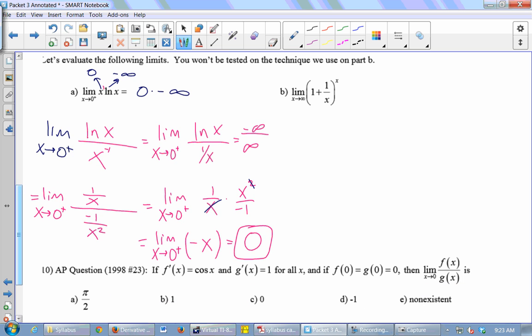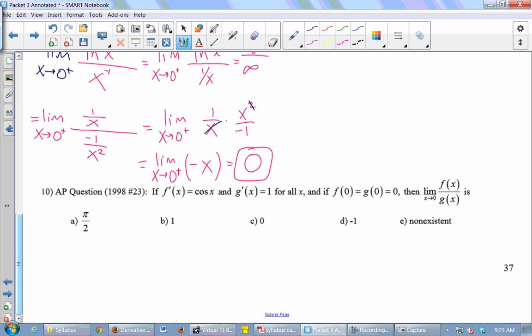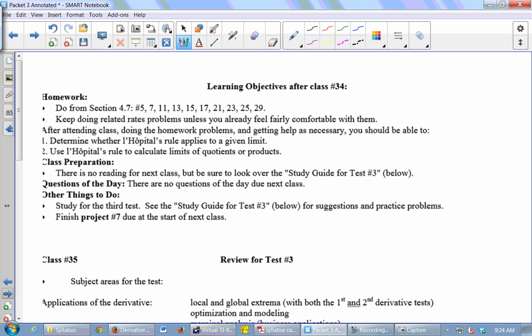Okay, I'm going to skip B because, like I said, you're not going to be tested on that technique, and I want to make sure we leave plenty of time for this quiz. So I think I will also skip this and move on to the quiz.